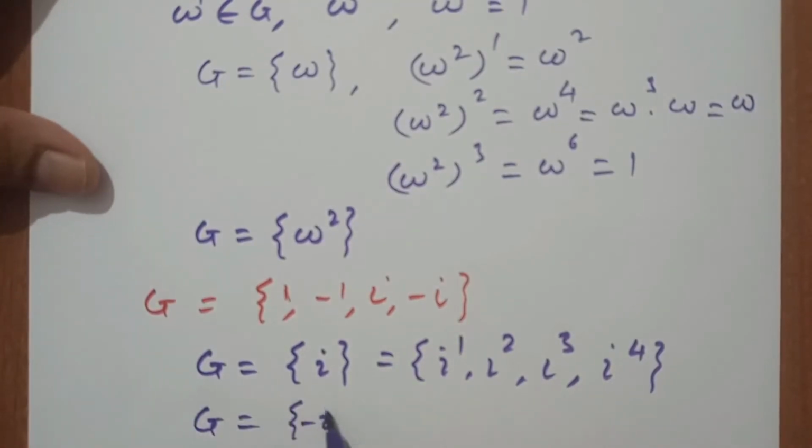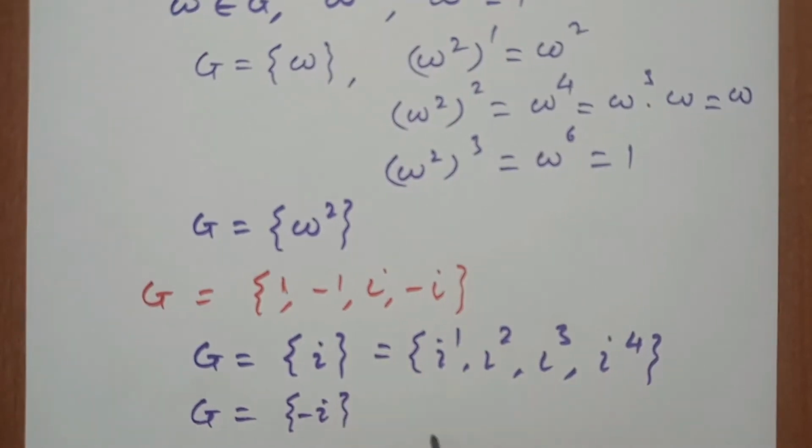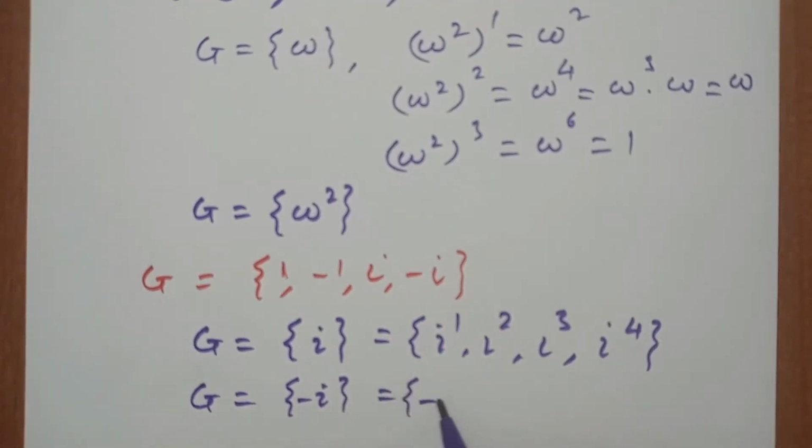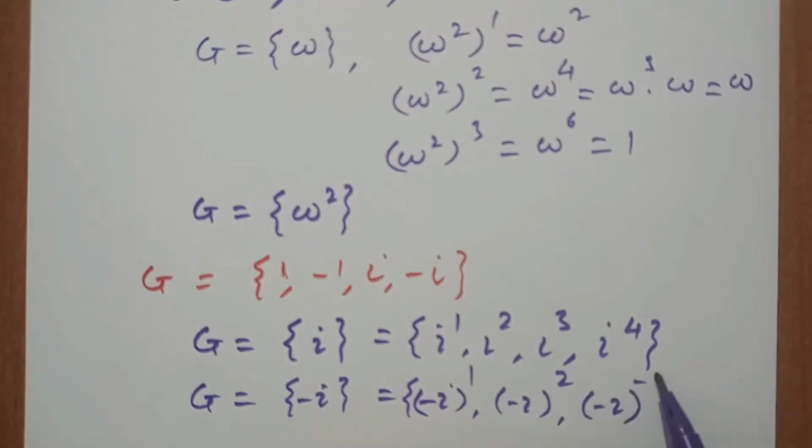Similarly, −i is also a generator, because this can be written as (−i) to the power 1 is −i, (−i) to the power 2 means i² which is −1, (−i) to the power 3 is also −i³ which is −1 times... that is i, and (−i) to the power 4 is 1. Okay, so i and −i are generators of G.